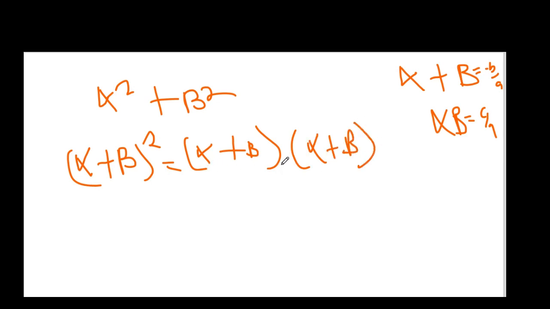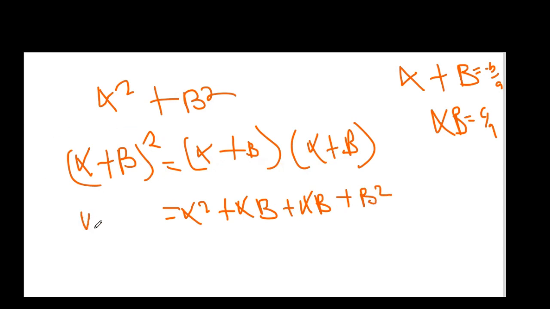Okay, so alpha multiplied by alpha, you're just going to get what? Alpha squared. Alpha multiplied by beta, I'm going to get alpha beta. Okay, then I come to the beta. Beta multiplied by alpha, I'm going to get alpha beta. And then beta multiplied by beta, I'm going to get beta squared. Okay, so you can see that whatever I have this side, alpha plus beta squared, will be equal to this.